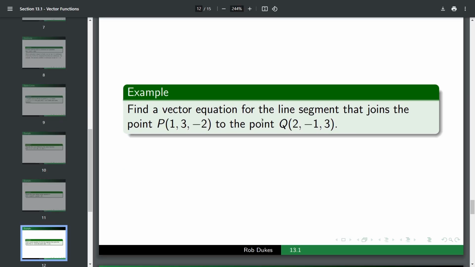Find a vector equation for the line segment that joins point P(1, 3, -2) to point Q(2, -1, 3). Now it says line segment. So if before we said the time went from -infinity to infinity because we wanted it to be an entire line, since we only want part of a line, it'll be the same equation, but we'll have to restrict the domain. So Q minus P would give us PQ = <1, -4, 5>.